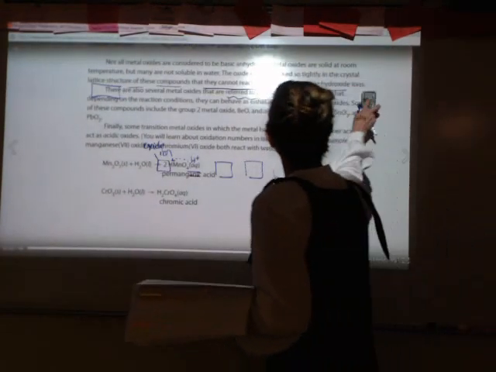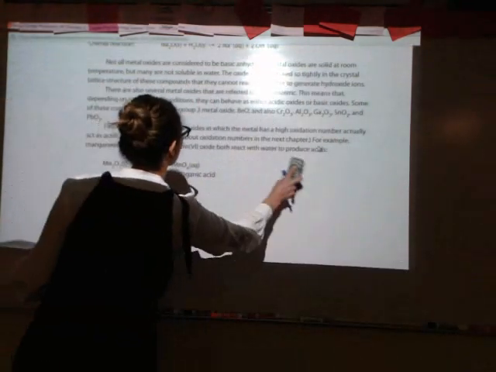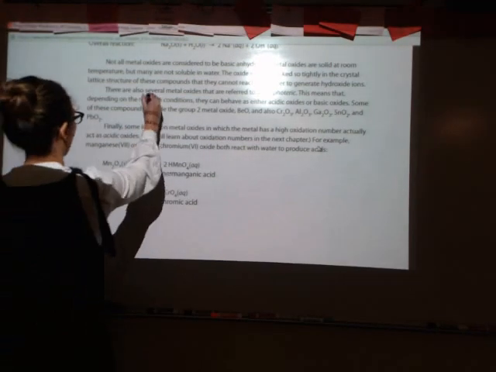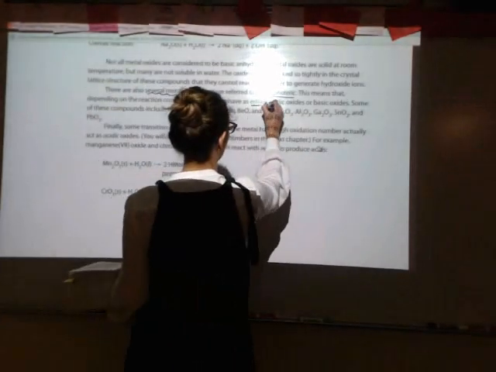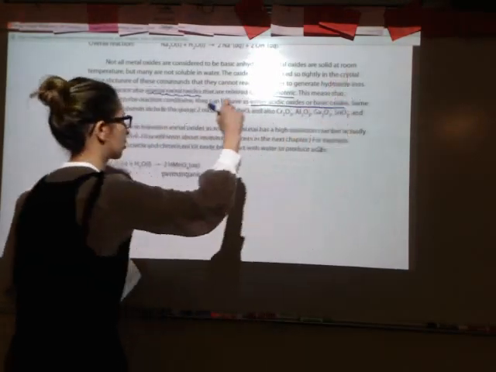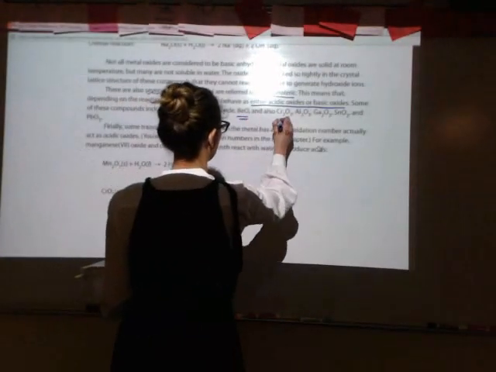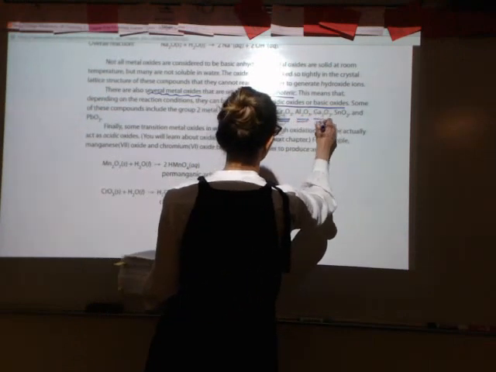Now, not all metal oxides are considered to be basic anhydrides. Metal oxides are solids at room temperature, and a lot of them are not going to be soluble in water. There are several metal oxides, however, that are called amphoteric. If you're amphoteric, it means you can act as either an acidic oxide or basic oxide. Some examples would be beryllium oxide, Cr2O3, Al2O3, Ga2O3, SnO2, and PbO2.